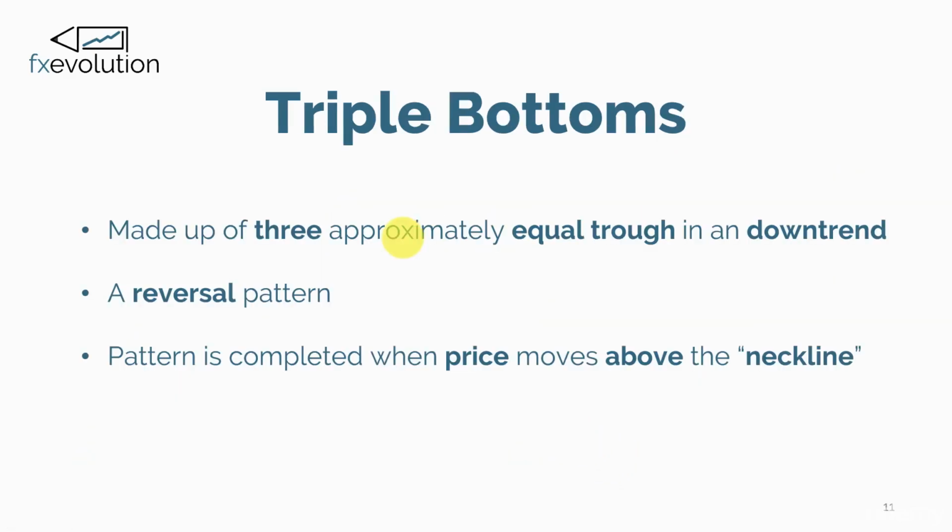So let's now take a look at triple bottoms. So they are made up of three approximately equal troughs in a downtrend. They can also be a reversal pattern, and again, just like the triple tops, we're looking at probably a stronger pattern here because it's happened three times. And the pattern is completed when the price moves above the neckline.